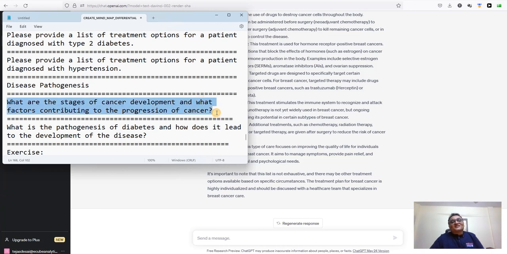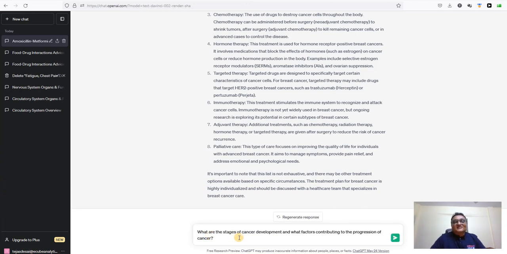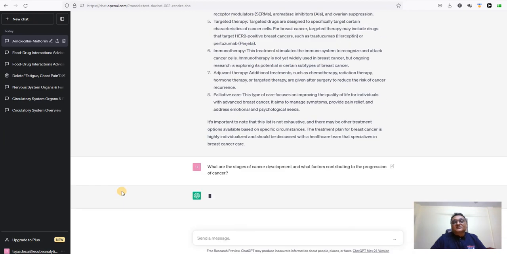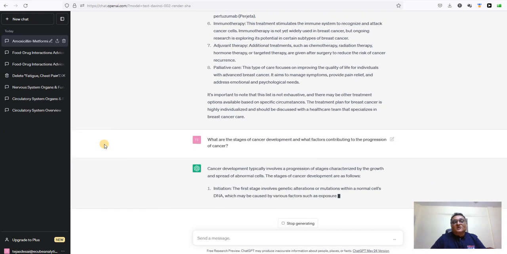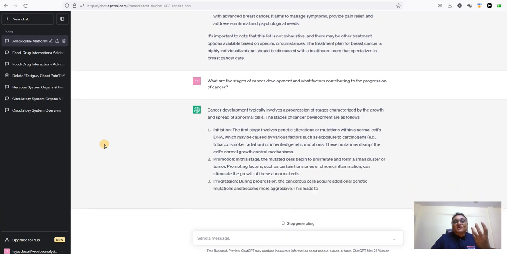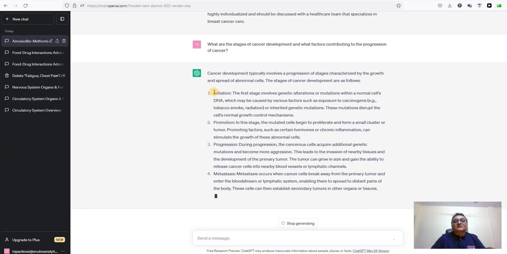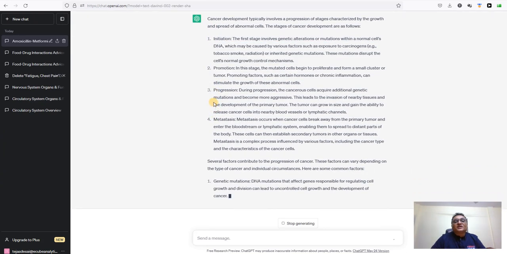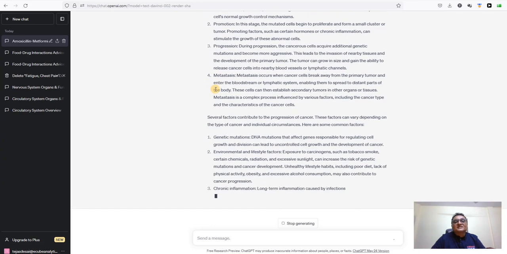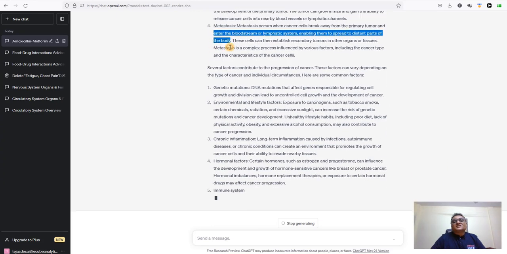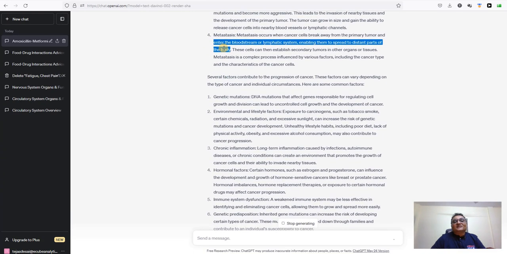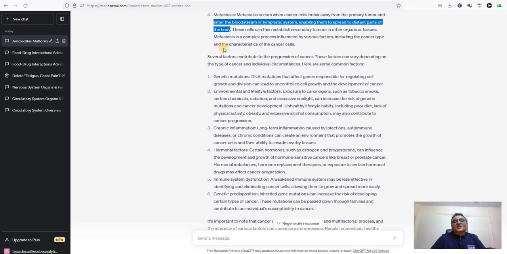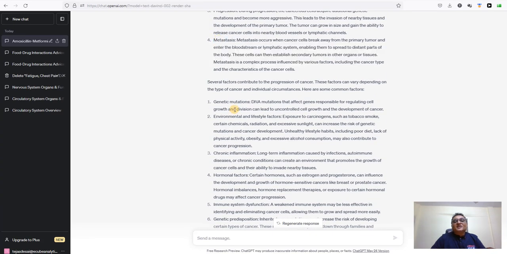Suppose you are giving an entrance exam for maybe MD pathology, and let us say this type of question is asked: what are the stages of cancer development and what factors contribute to the progression of cancer? Now, this is pathogenesis, how cancer slowly develops in our body. You can see initiation, promotion, progression, and finally the metastasis stage, which is usually the last stage of cancer. And usually we say that now it is incurable.